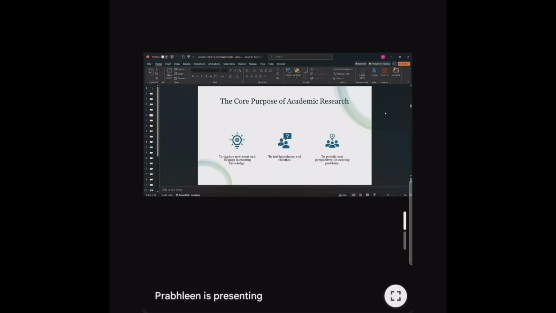So let's say there is a gap in existing knowledge. For example, I say, okay, vanilla ice cream is very famous. But what is the reason for it being famous? Now I want to know the reason. I want to fill in the gap. So I'll go and do market research.